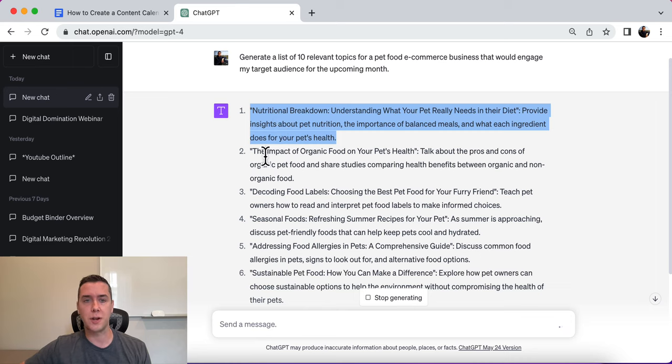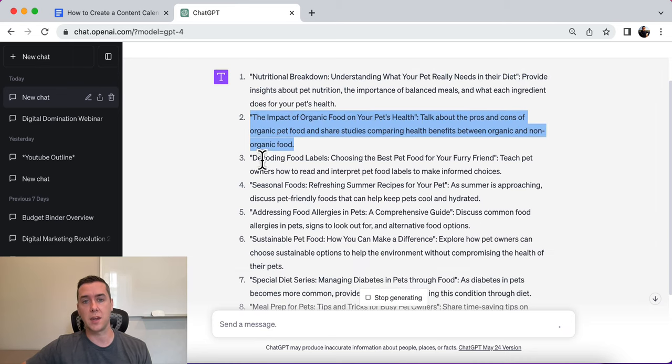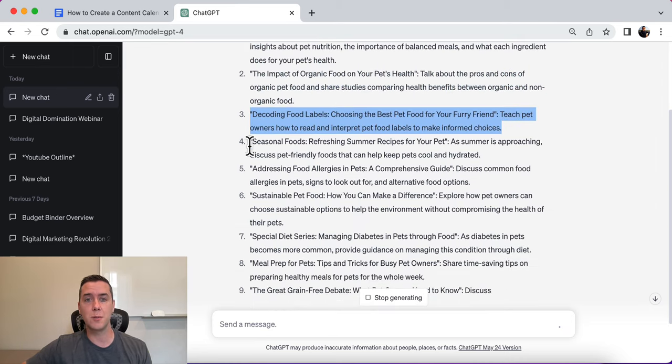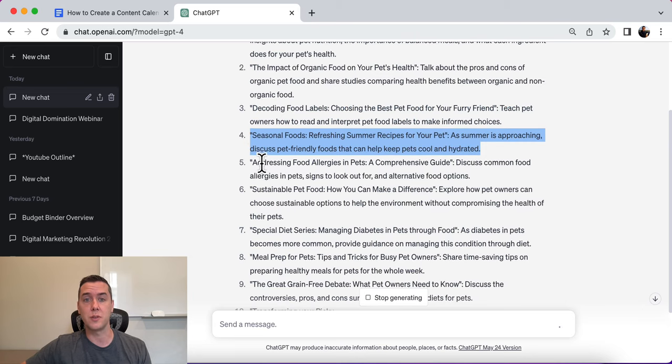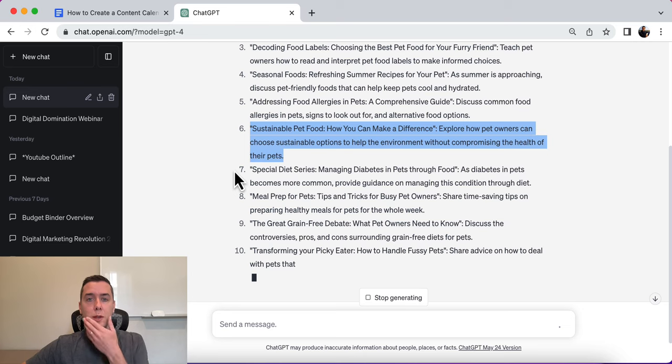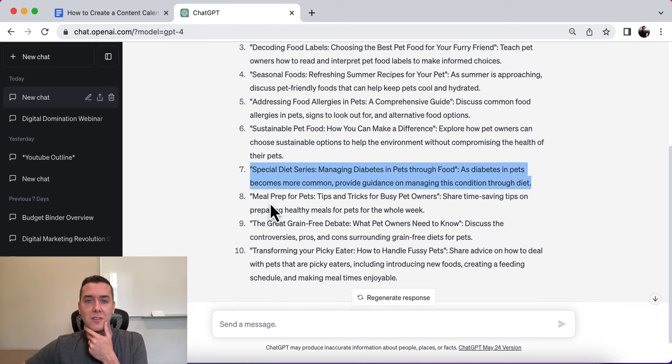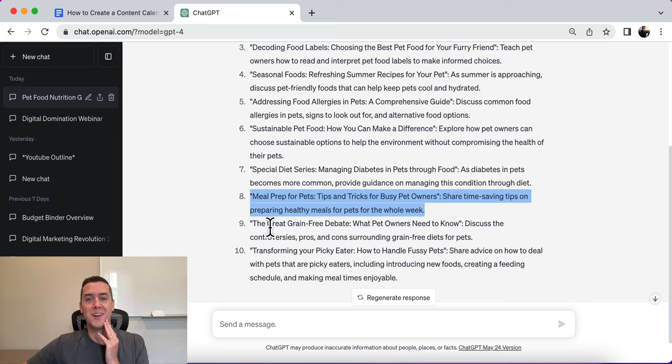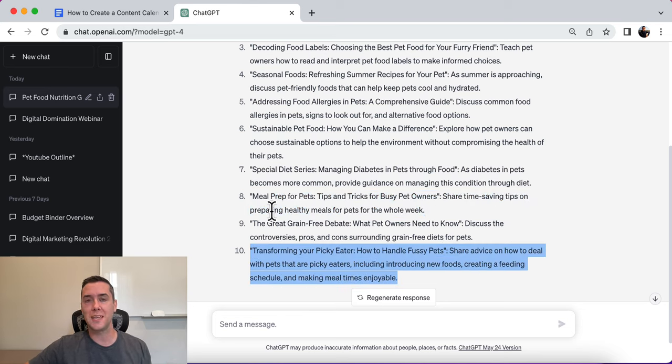Number one, nutritional breakdown. Number two, the impact of organic food. Number three, decoding food labels. Number four, seasonal foods, right? Five, addressing food allergies. Six, sustainable food. Seven, special diet series. Eight, meal prep for pets. All right, I've never heard that before, but let's go for it. Number nine, the great grain-free debate. And 10, transforming your picky eater. All right, so these are all topics that we can actually create content around.